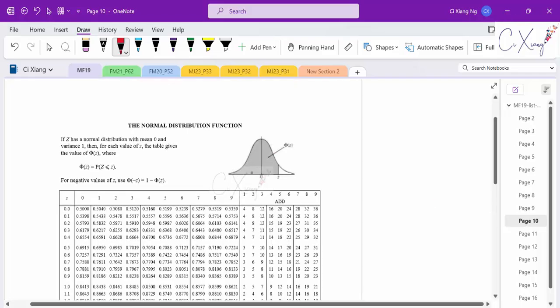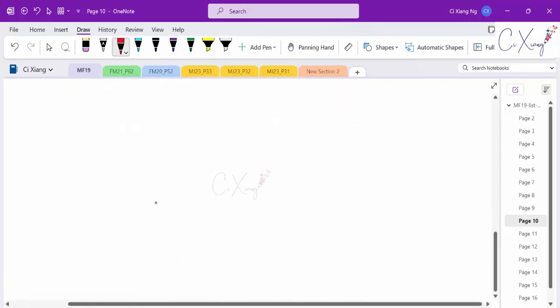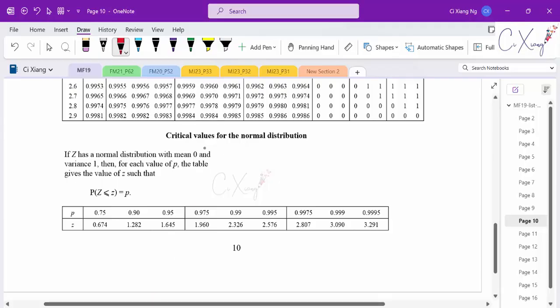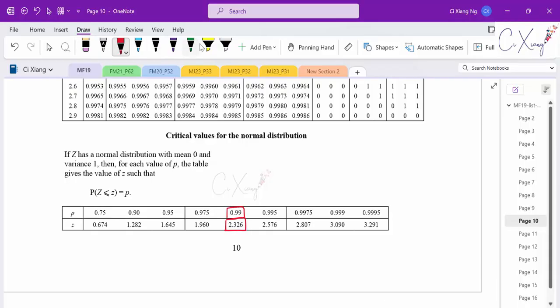Okay, so that means to find the value of Z, when you refer to the normal table here, maybe you can try to refer to the shortcut table, the critical value. We are looking for the area 0.99. So this is the area for 0.99 and the value of Z is actually 2.326. So for this particular question, my Z is 2.326.